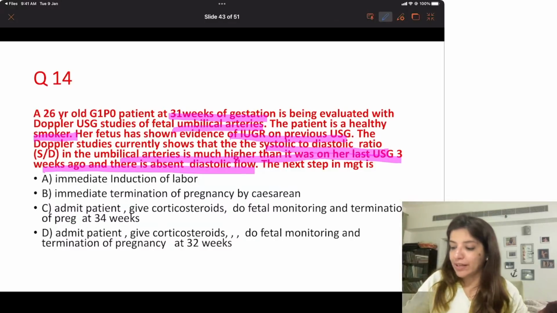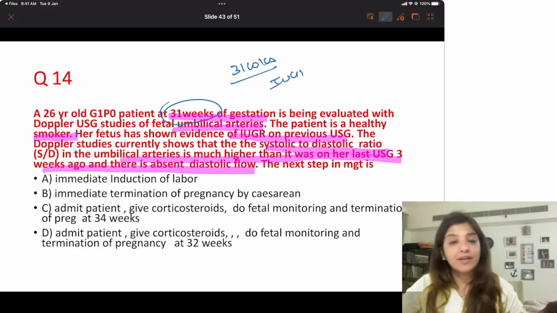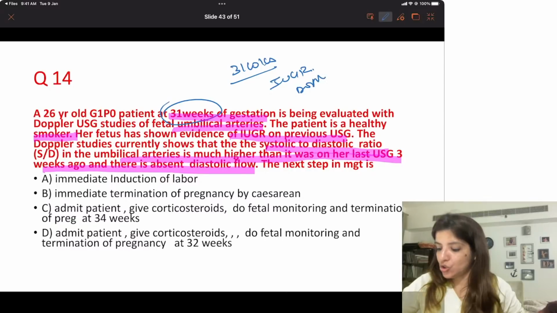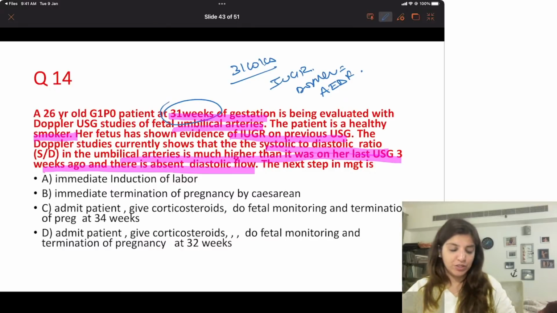Patient has come to you at 31 weeks. So the crux of the story is 31 weeks, IUGR is there, and Doppler is showing you absent end diastolic flow. What is the management? Tell me. Option A, immediate induction of labor. Option B, immediate termination of pregnancy by cesarean section. Option C, admit the patient, give steroids, do fetal monitoring and termination at 34 weeks. Option D, admit the patient, give steroids, do fetal monitoring and termination at 32 weeks.